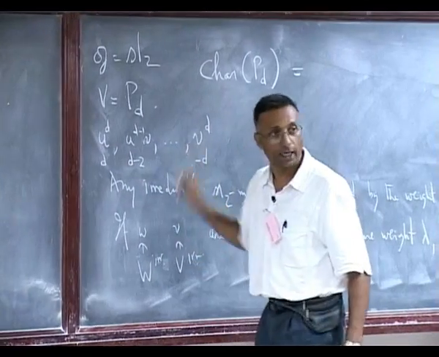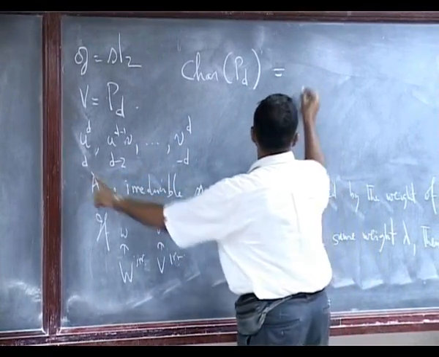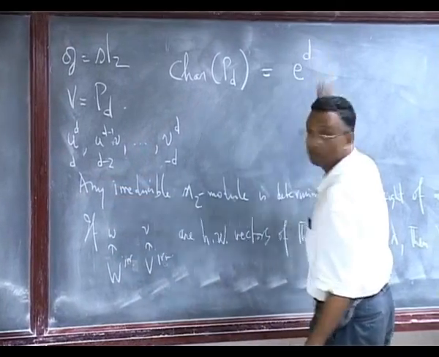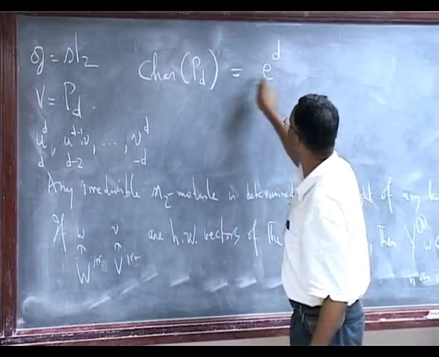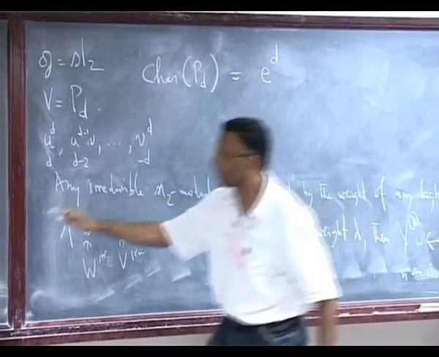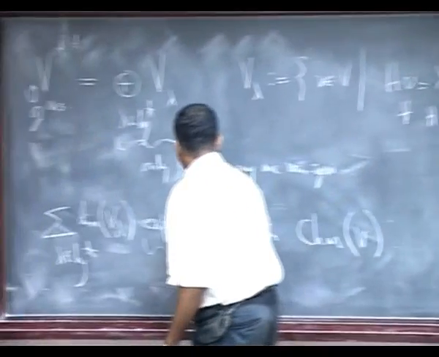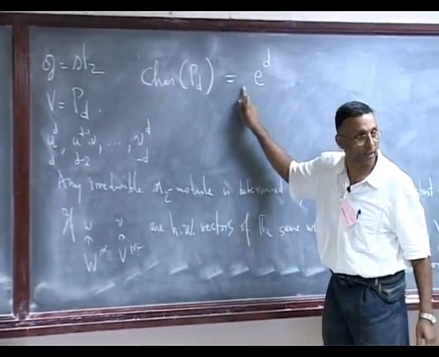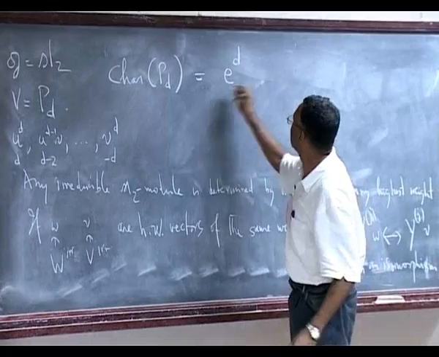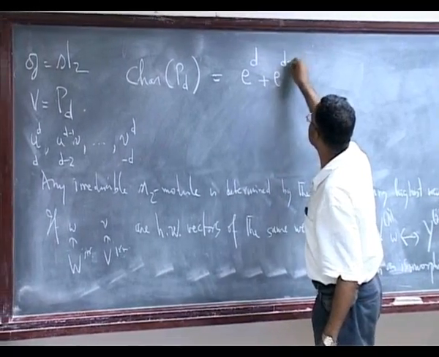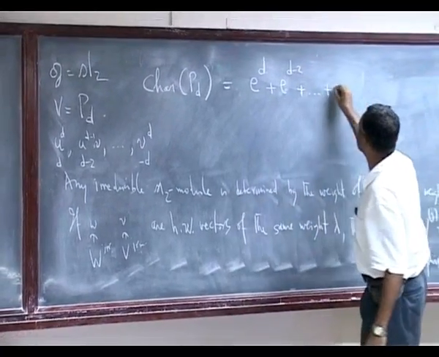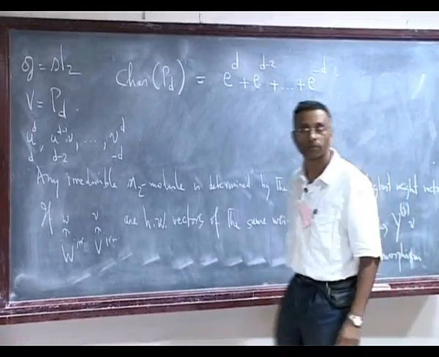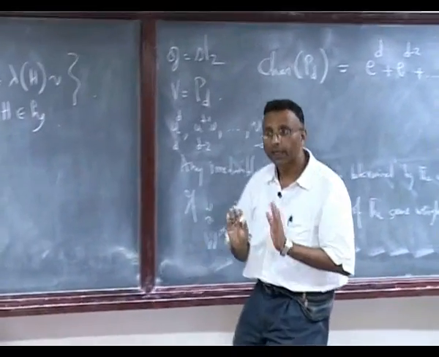So what should I write for the character? I should write e to the D, which can also be written e to the lambda, and here I write the dimension, which is 1, plus e to the D minus 2 plus dot dot dot plus e to the minus D. That's the character. So where does this live?